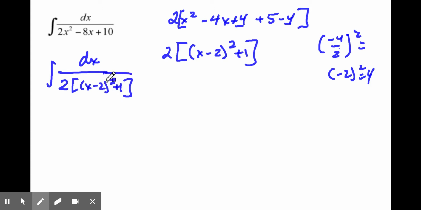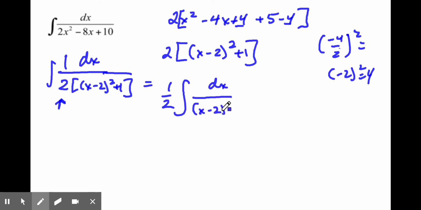Now, this looks like an issue, the fact that we have this 2 sitting down here, but it's actually not. It's the least of our concerns, because really this is just a 1/2 that we can stick outside the integral. It's 1/2 times whatever's here. So we can rewrite this as 1/2 the integral of dx over x minus 2 squared plus 1 squared, and we let u be x minus 2. So du is dx, a straight swap.